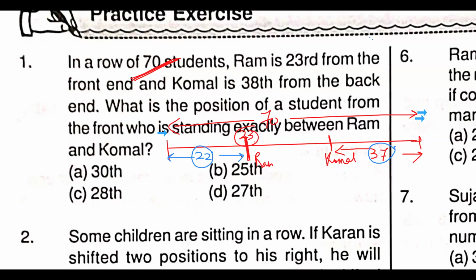Okay. This is a little confusing. So that's all right if you're not getting it. So yes, you keep on telling me. To the left of Ram, how many are sitting? So Naya, you tell me to the left of Ram. Ma'am, to the left of Ram, there are 22. 22. Correct. Then to the right of Komal.